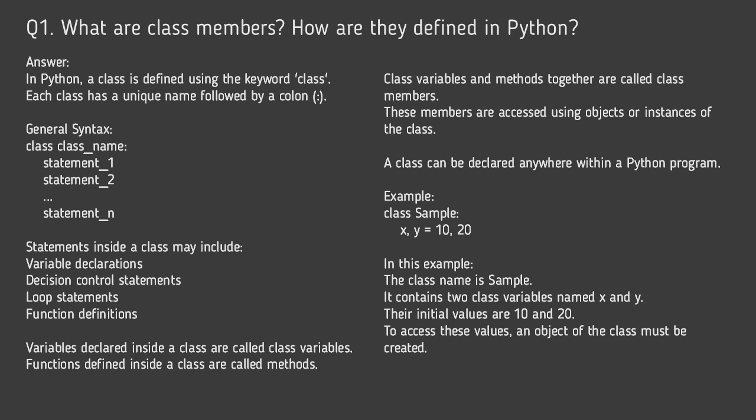In Python, class members include variables and methods defined inside a class. Variables are called class variables, while functions are called methods, and they are accessed through objects.